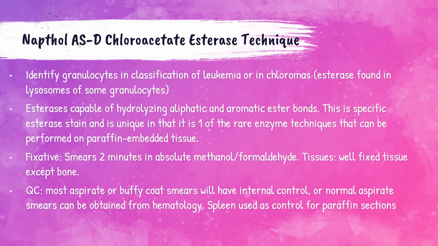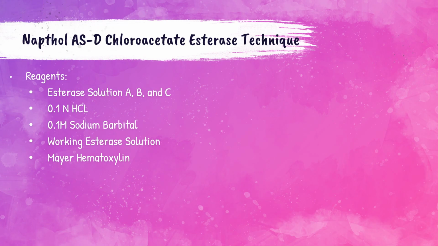I used the term buffy coat. This means a thin layer of white blood cells and platelets that separates the red blood cells from the plasma in a blood sample after the sample has been centrifuged. So remember, this can be used on blood or on tissue. Reagents for the naphthol ASD chloroacetate esterase technique are esterase solutions A, B, and C, 0.1 normal HCl, 0.1 molar sodium barbital, working esterase solution, and Mayer hematoxylin.